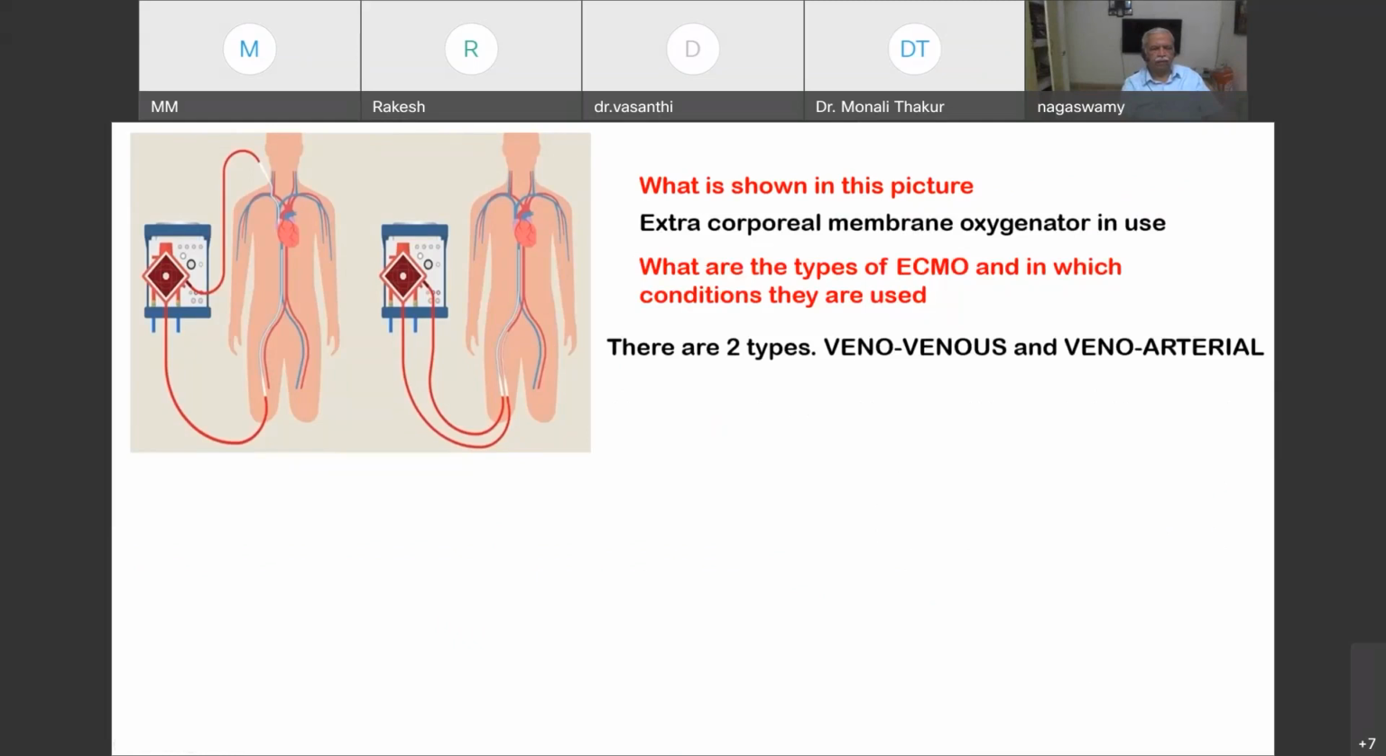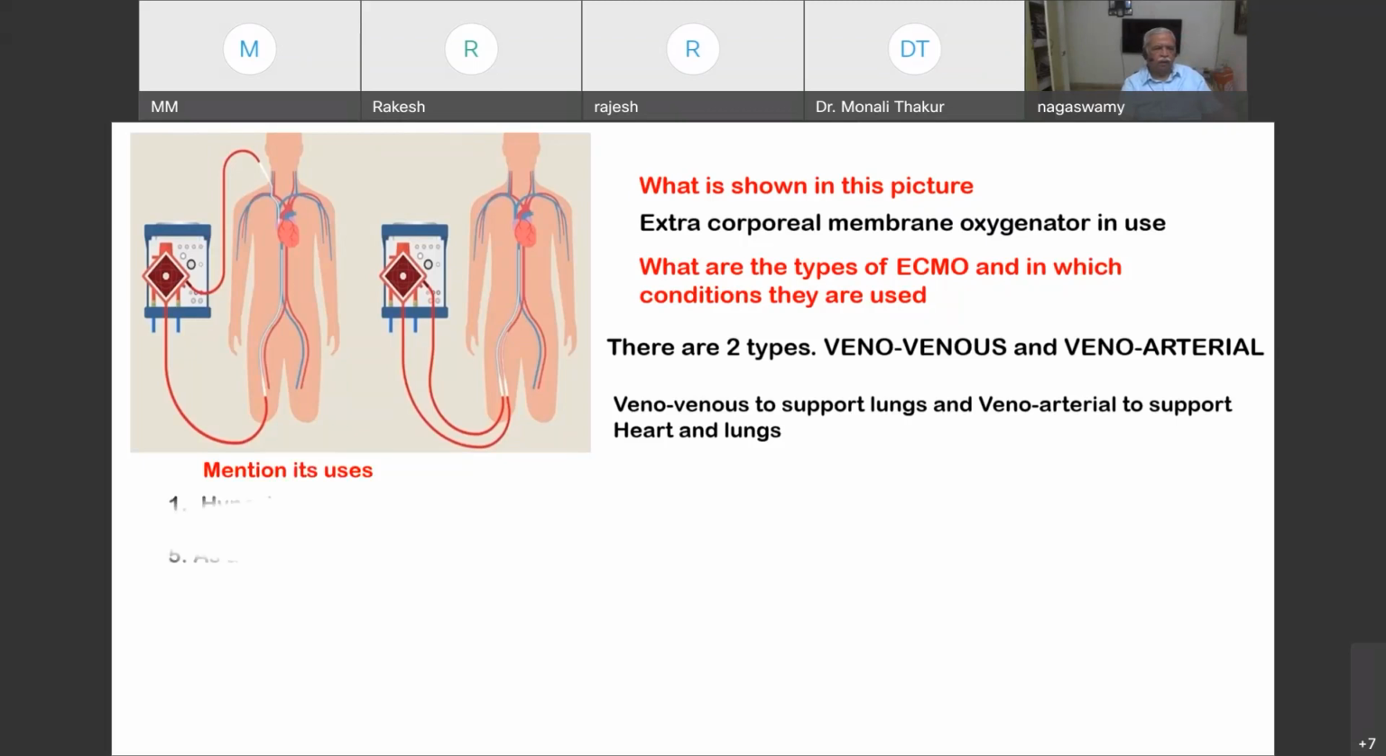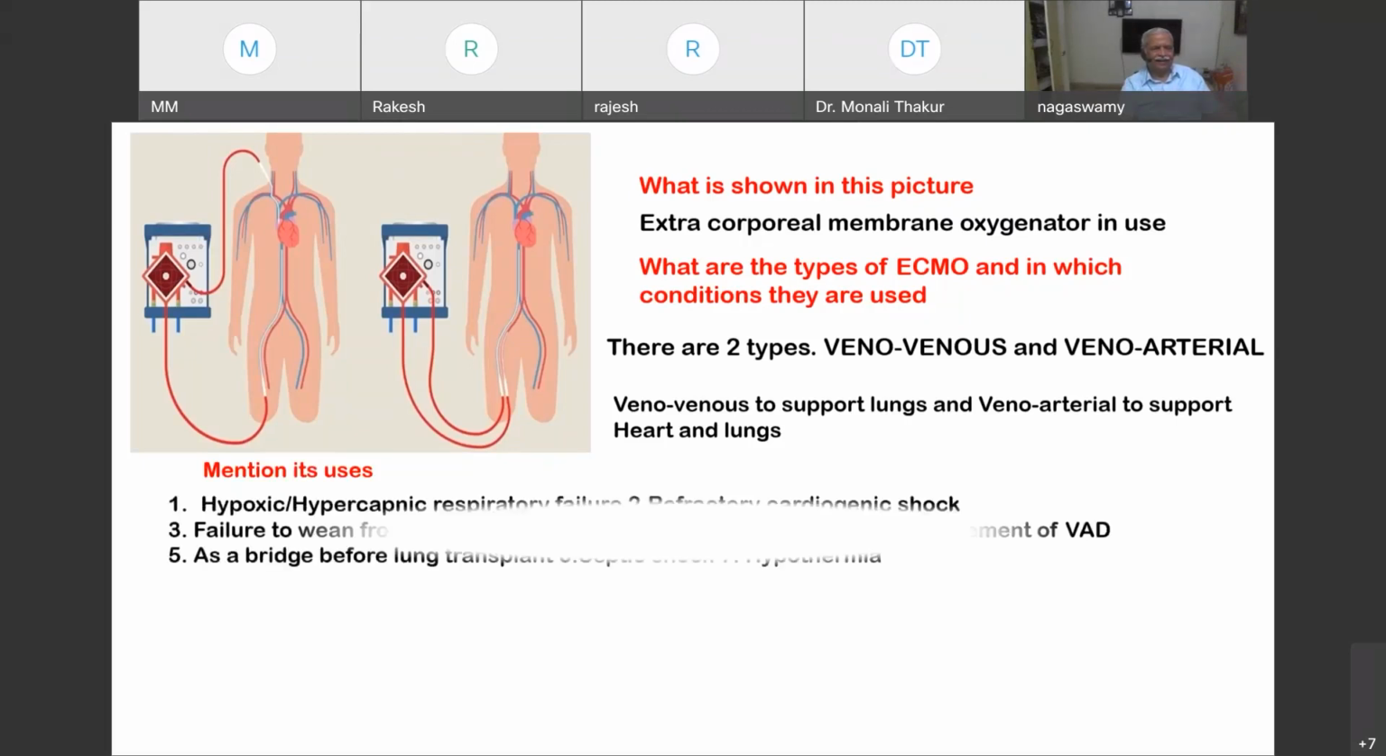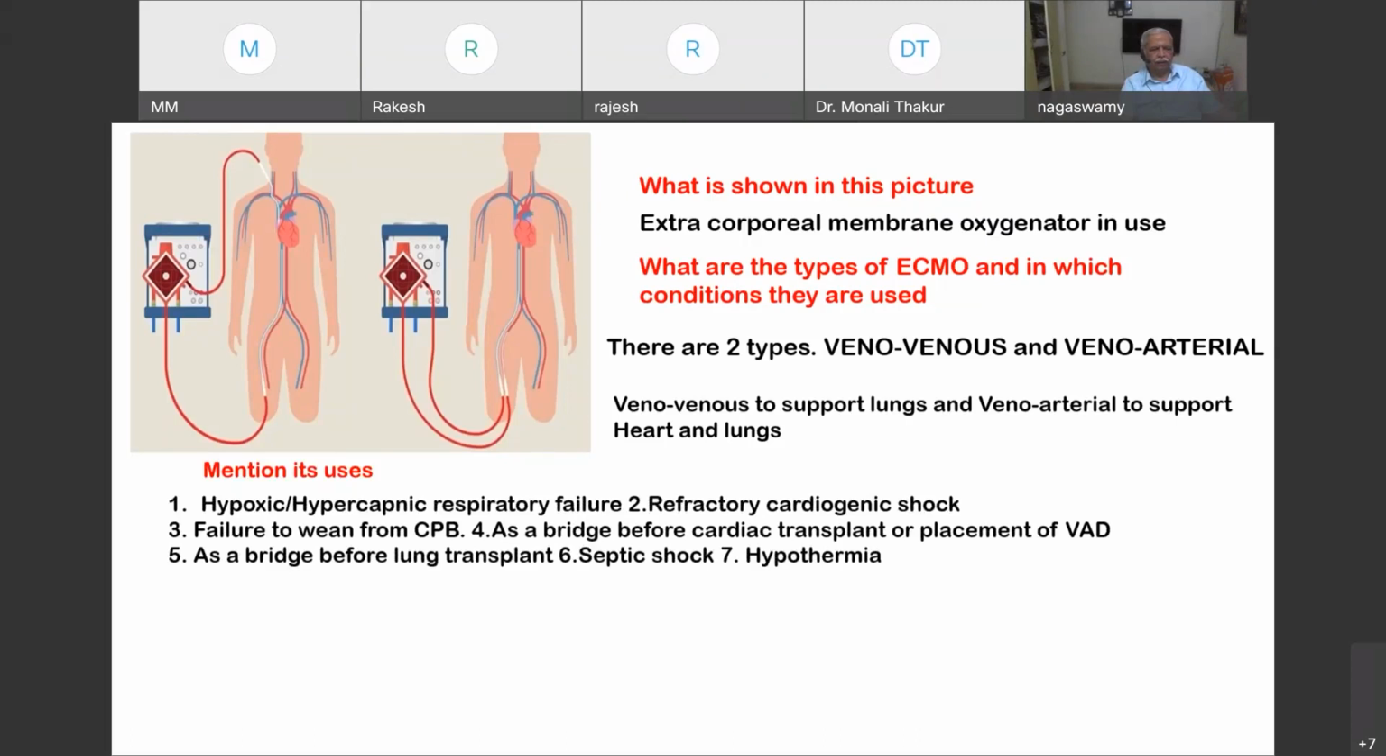Veno-venous is only for oxygenation purpose. Lung saving. Arterial is for both cardiac and lung support; if you need support of lungs and heart, you go for veno-arterial. Where do you use them? What are the indications for putting a patient on ECMO? Last year, COVID, many hospitals tried. COVID is one of the conditions. So hypoxic or hypercapnic respiratory failure, refractory cardiogenic shock, failure to wean from cardiopulmonary bypass, as a bridge therapy before cardiac transplant or lung transplant, septic shock and hypothermia.